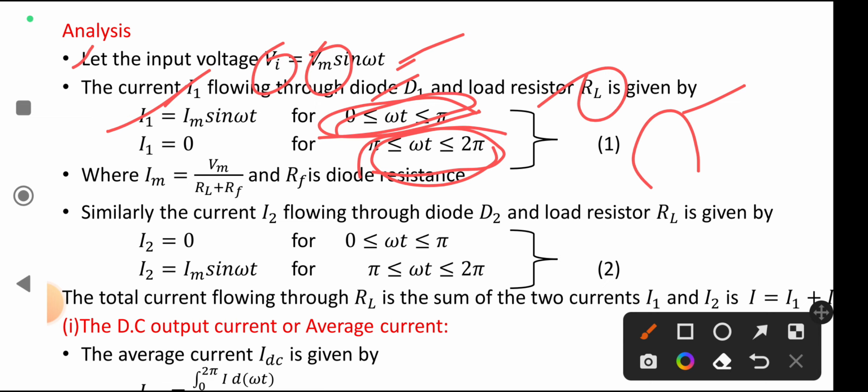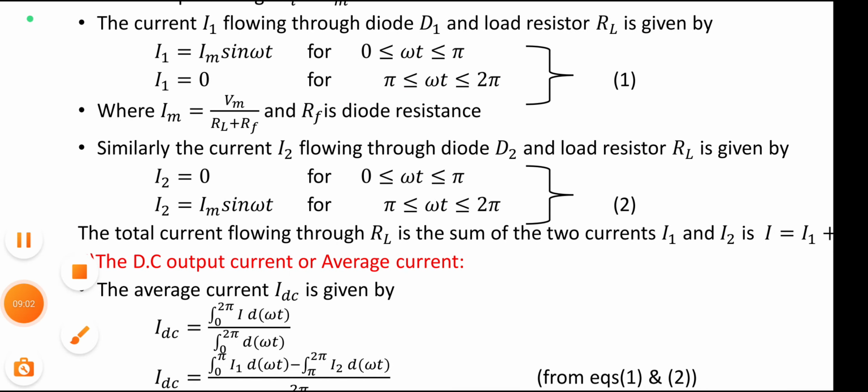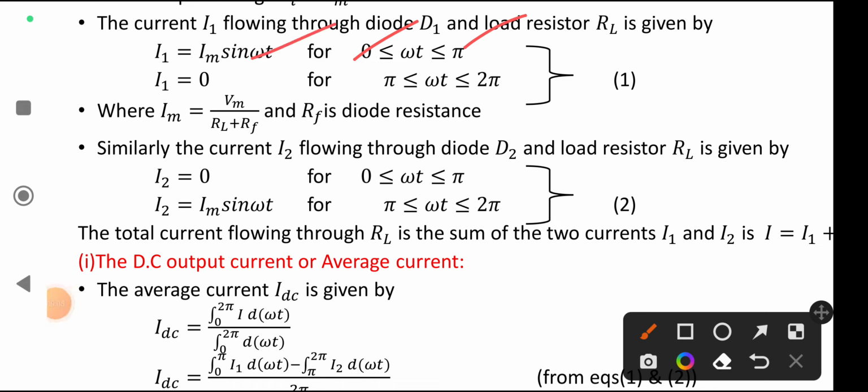Generally, in a full cycle, this is the positive half and this is the negative half. From here to here the angle is pi, and from here to here it is pi to 2 pi. So the total is 0 to 2 pi. That is why from 0 to pi it conducts, meaning the positive half cycle. The negative half cycle is for diode D2. Here Im is the maximum current, written as the maximum voltage divided by RL plus RF, where RL is the load resistance and RF is the forward diode resistance.